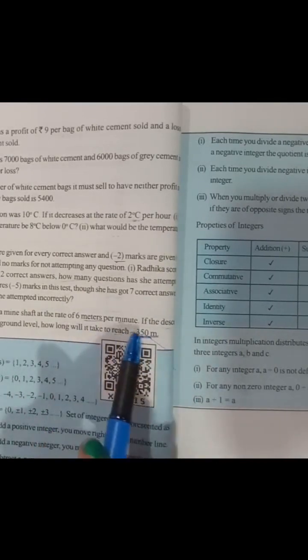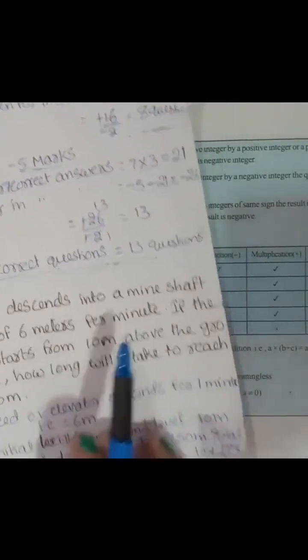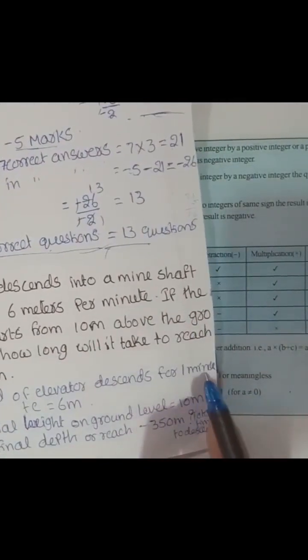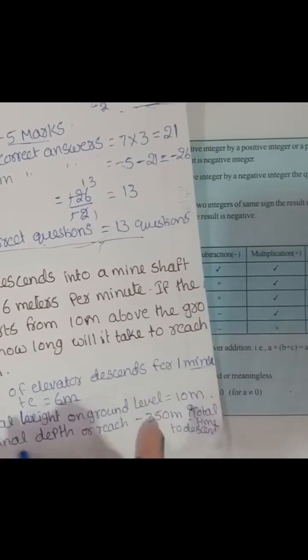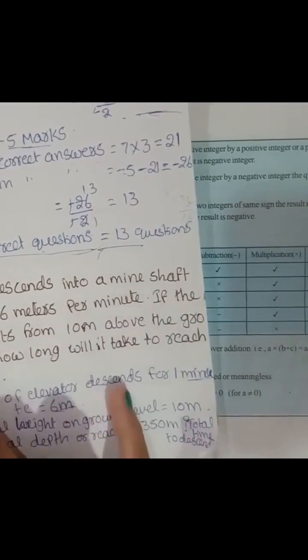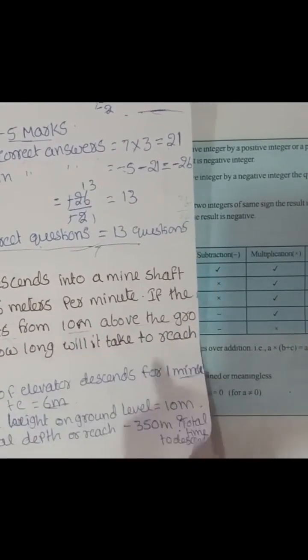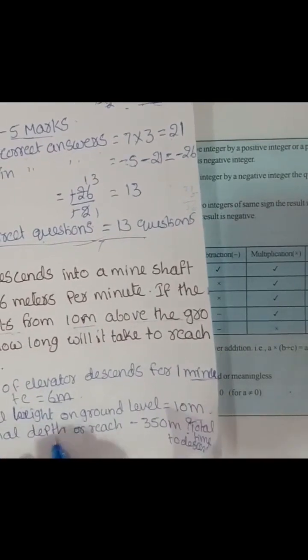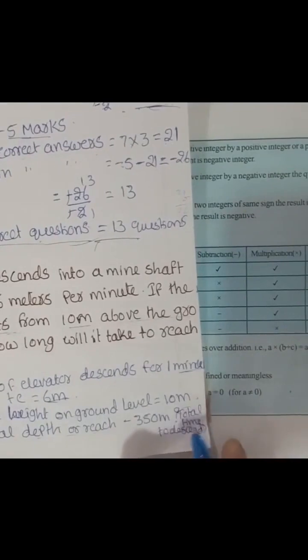Yes, you can write down the given data from the problem. First, the speed of the elevator descending is 6 meters per minute. Next, the initial height on the ground level is 10 meters. To find the total time of descent, the final depth to reach is minus 350 meters.